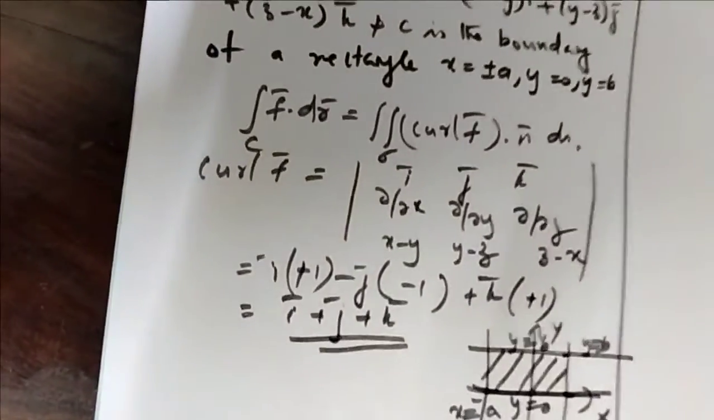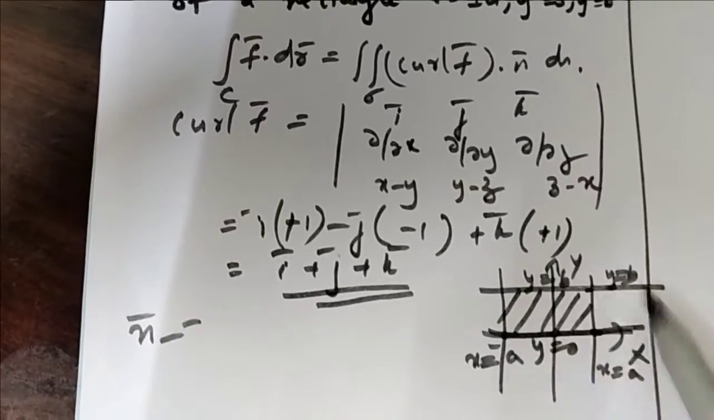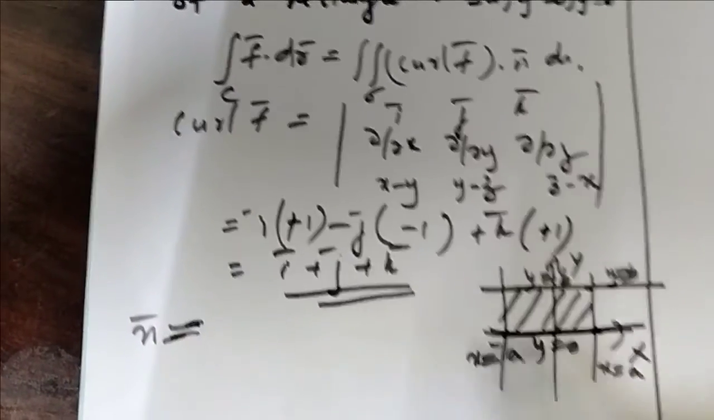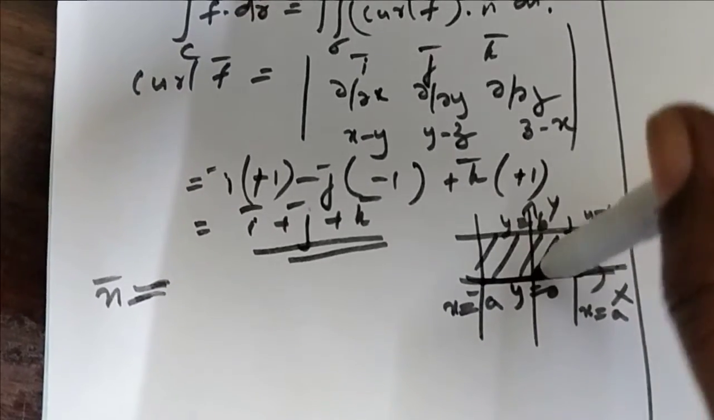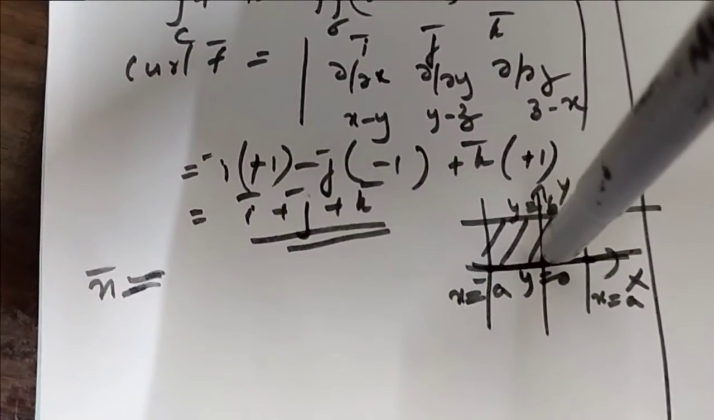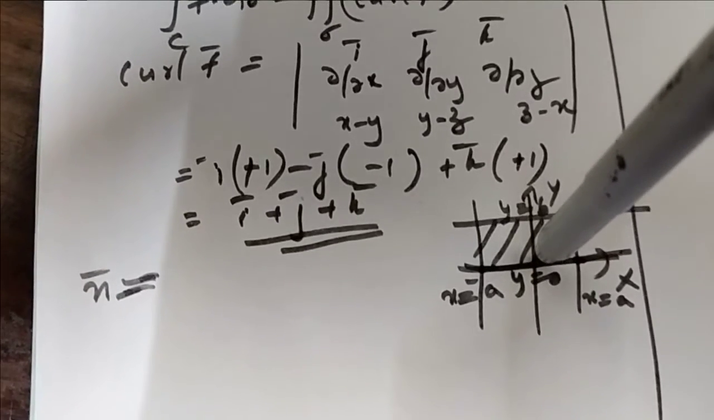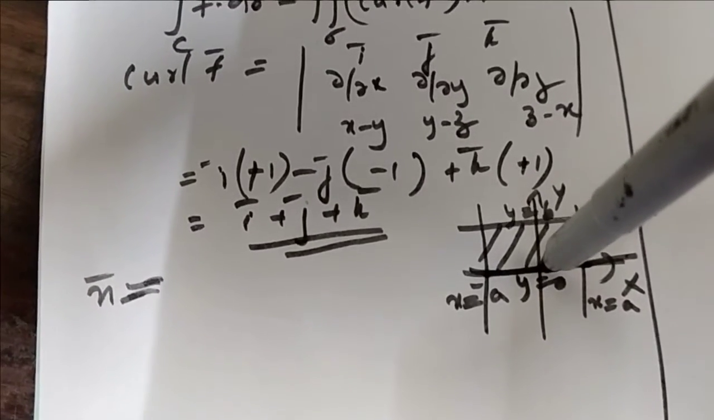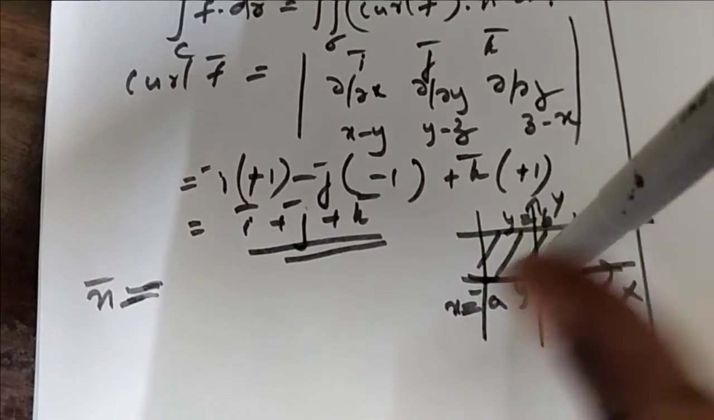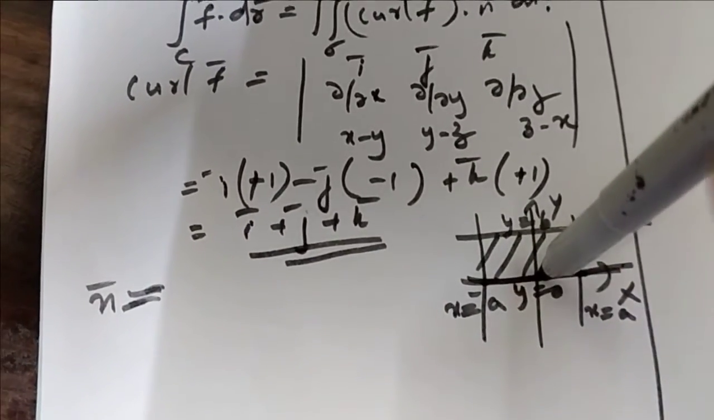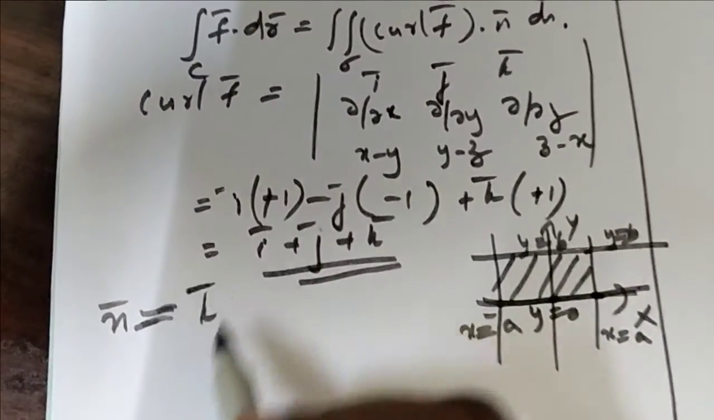So what is n here? This rectangle is entirely in the xy plane. So which is n? n is the third direction, like I am holding this pen. It is perpendicular to both the x and y directions. So this will be the third direction, the z direction. What is n here? The unit vector along this direction is k. So n is equal to k.